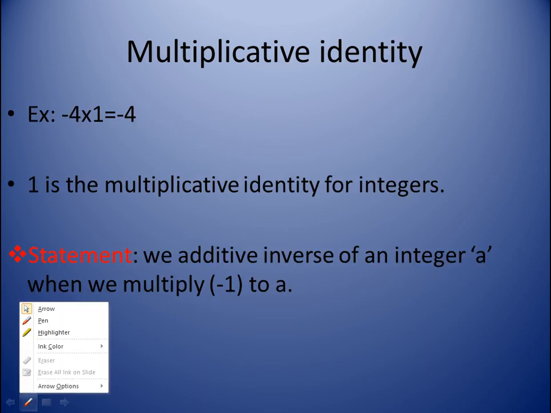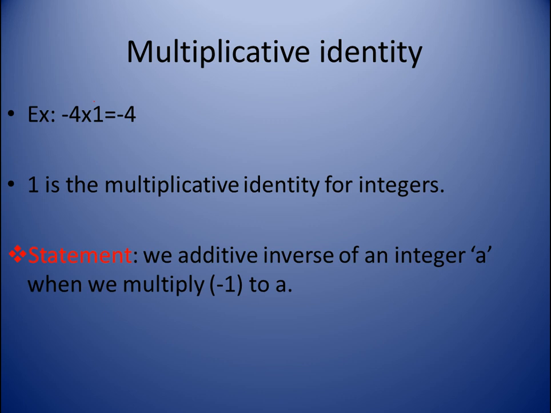Now, about the multiplicative identity. You know that 1 is the multiplicative identity because minus 4 into 1 is minus 4. Take any example: 5 into 1 is equal to 5, or minus 2 into 1 is equal to minus 2. They are all the same. So, 1 is the multiplicative identity for integers, but minus 1 is not a multiplicative identity.